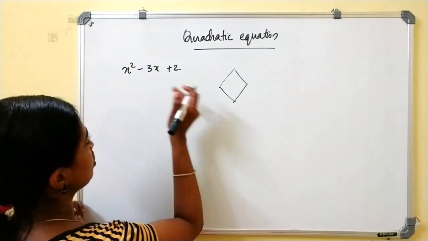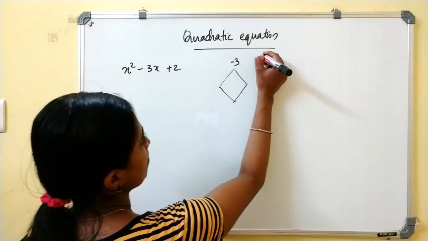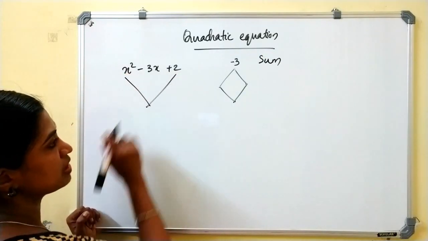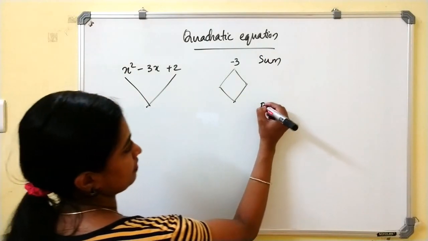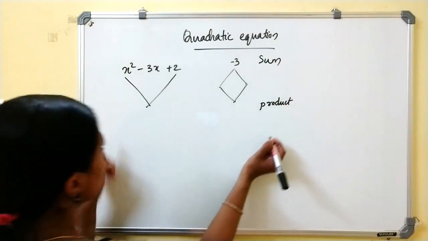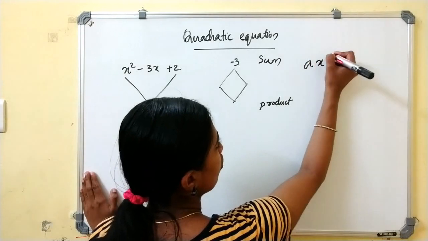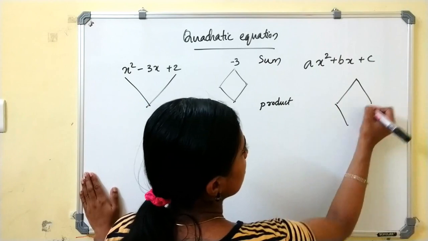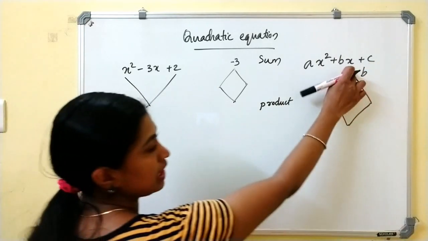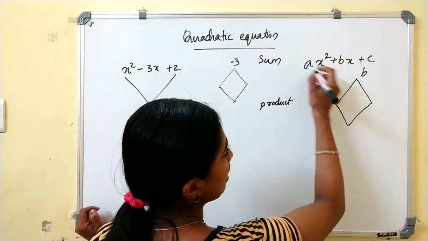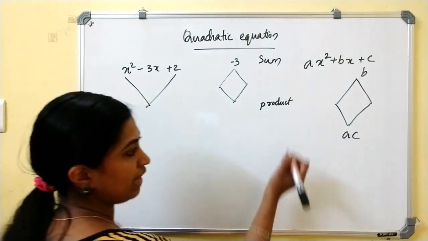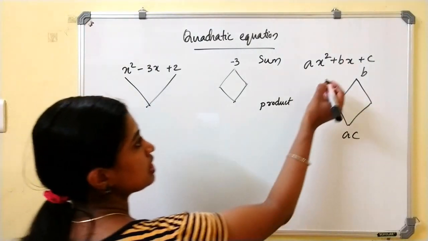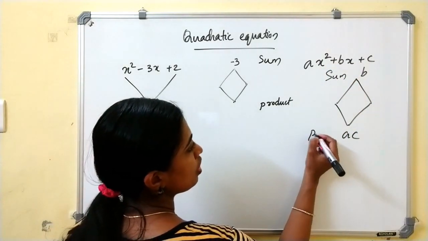Just draw a diamond shape. The middle term is the sum, and the product of extreme terms is the product. So here, if a quadratic equation is of general form ax square plus bx plus c, then we are denoting the b, including the sign, over here, and a into c over here. We have to take the sign for both these. So this is called sum and this is called product.